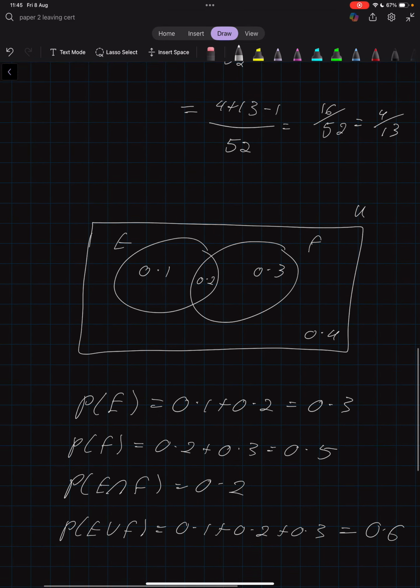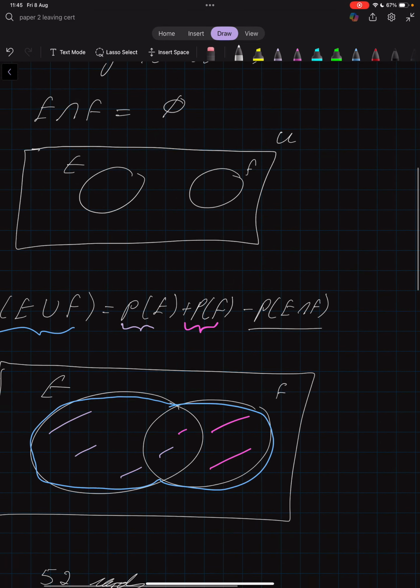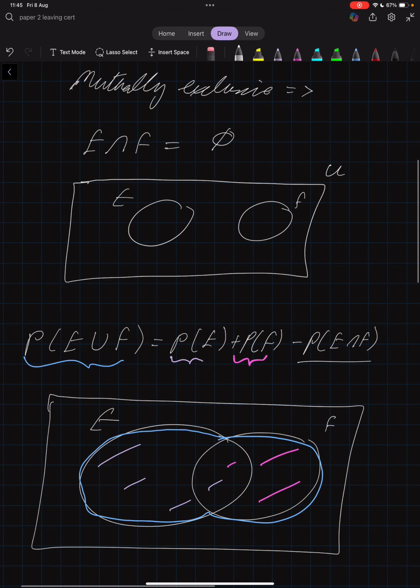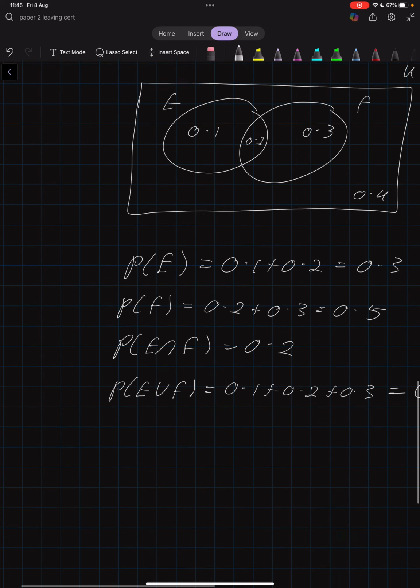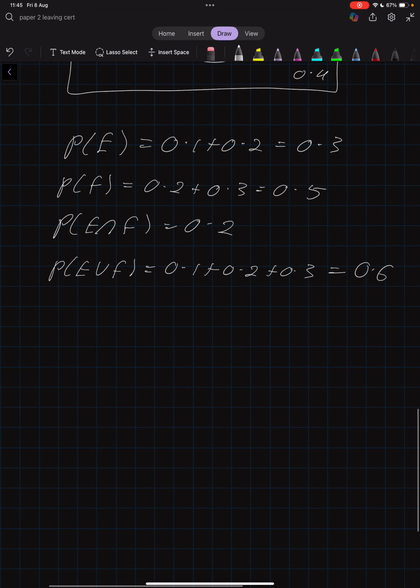Now remember, we had a formula for the probability of E union F, so we can also calculate it using this. Just to make sure the formula works, you can also say it's the probability of E, which is 0.3, plus the probability of F, minus the probability of E intersection F. So 0.3 plus 0.5 is 0.8, minus 0.2 is 0.6. So again, you would have gotten the correct answer either way.